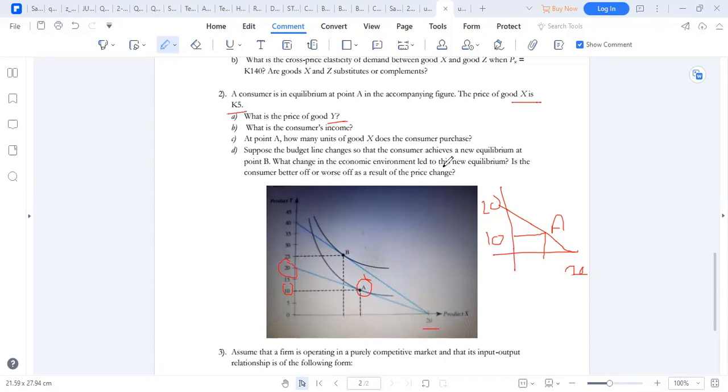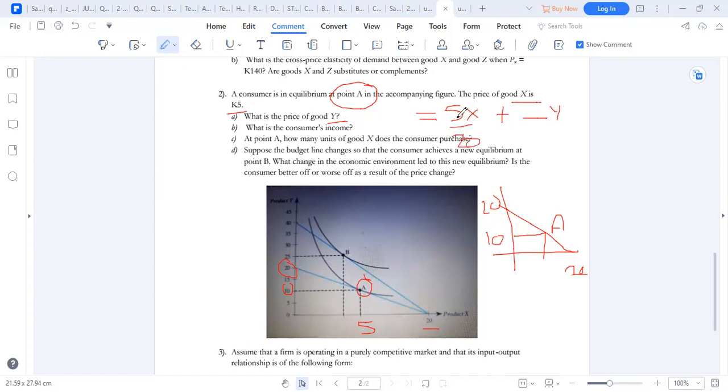This line here is specific to say at point A, we're in equilibrium. The price of good X is 5 kwacha. Now what is the price of good Y? So we go to calculate. We know that 5X, where the price is 5 kwacha, is equal to the price of Y times Y, which we do not know. But X is cutting at 20, so you put your 20 there.